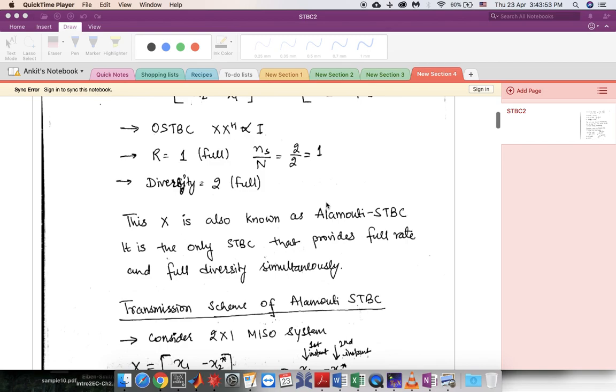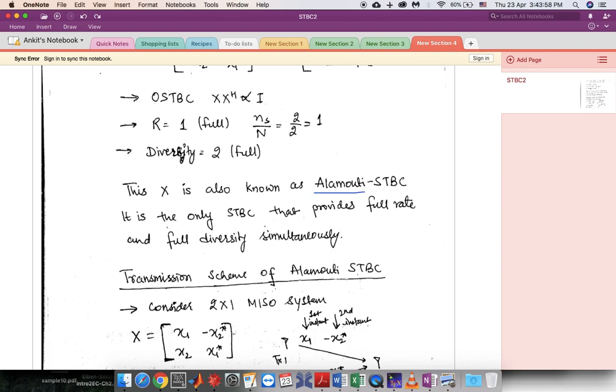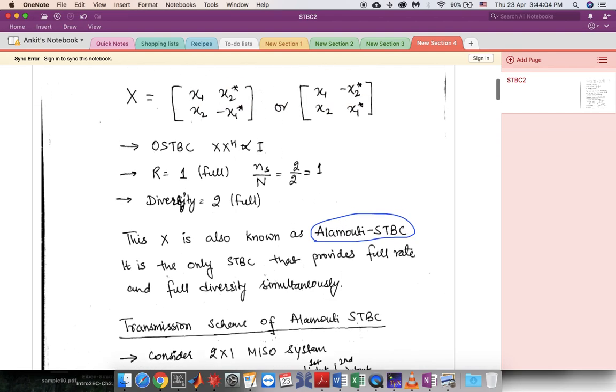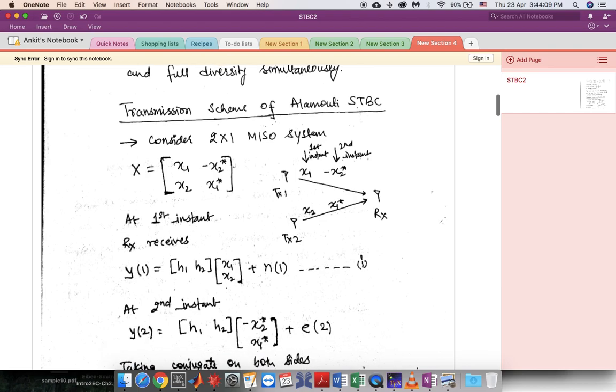So this is famously known as the Alamouti STBC. Alamouti is the name of the designer of this code. In this lecture, we will learn how this matrix is going to be transmitted through a 2 cross 1 system. Here, in the first instant of time, this first column will be transmitted, where the first transmitter transmits x1, and the second transmitter transmits x2.